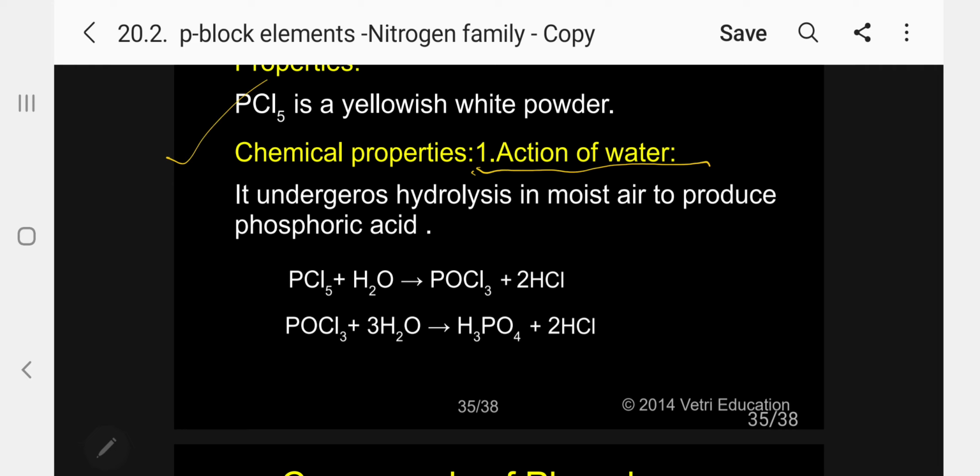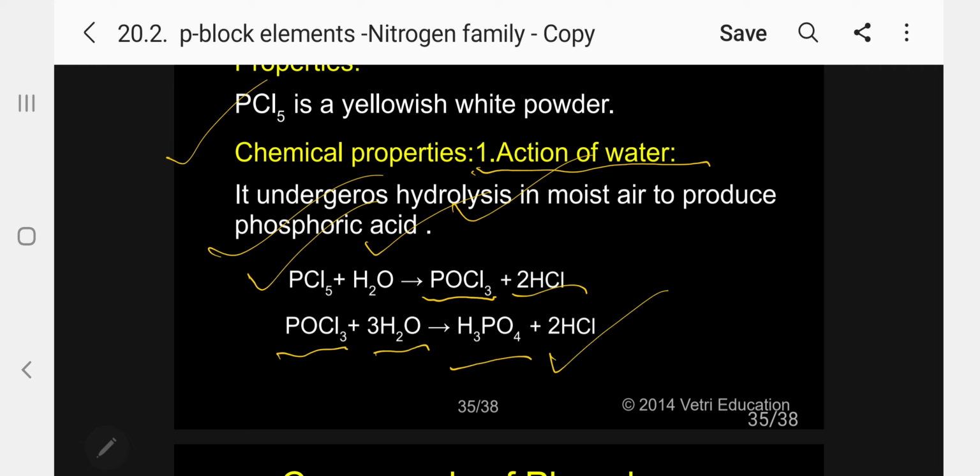Coming to chemical properties, first let me take the action of water. What happens when it is treated with water? It undergoes hydrolysis in moist air to produce phosphoric acid. So PCl5 plus water reacts to give phosphorus oxychloride and HCl. And phosphorus oxychloride reacts with excess, 3 moles of water, to further give phosphoric acid, H3PO4, and 3HCl.